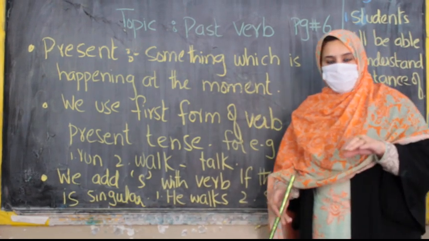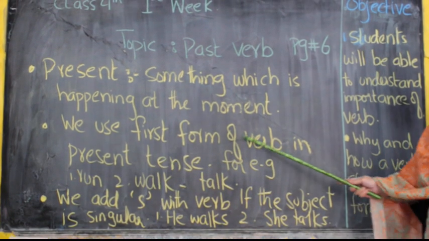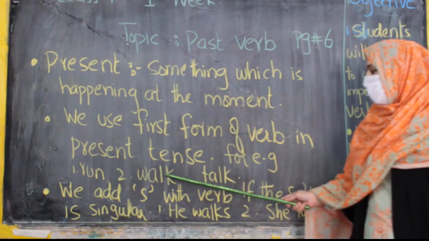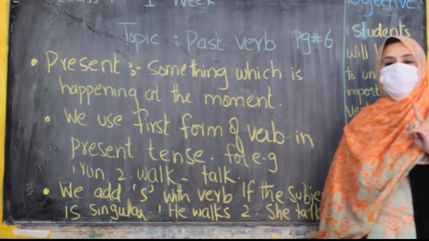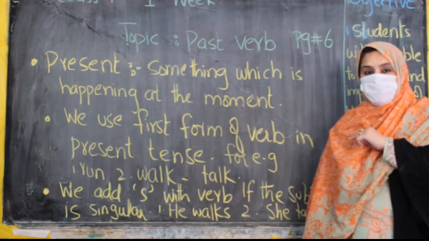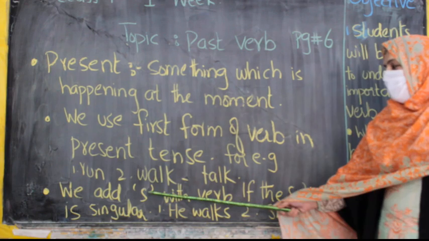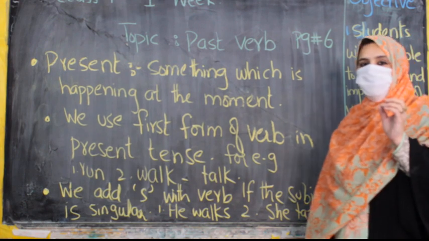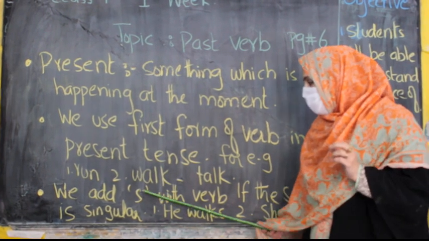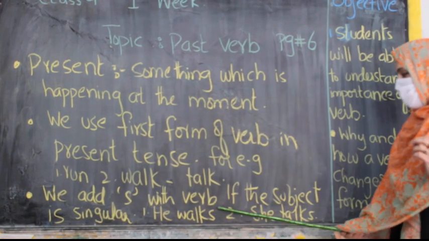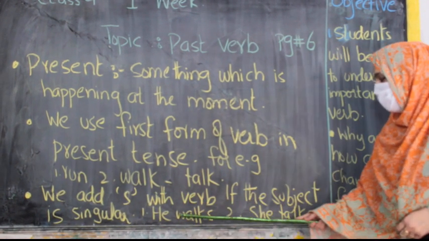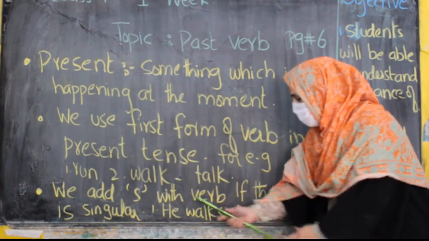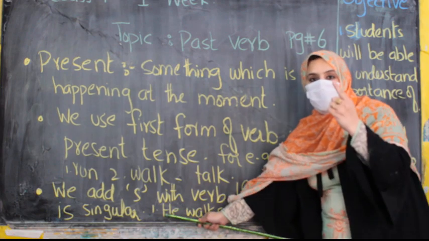This is present tense. We use first form of verb in present tense. For example, run, walk, talk. Now the important thing about present tense is that if the subject is singular, if one person is doing an action, we will add s with the verb. So it will become he walks and she talks. Why? Because over here the action is done by one person.